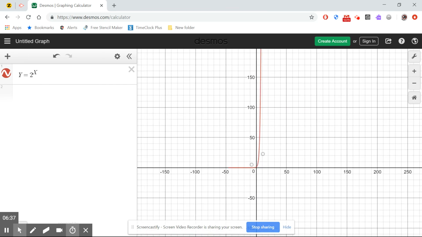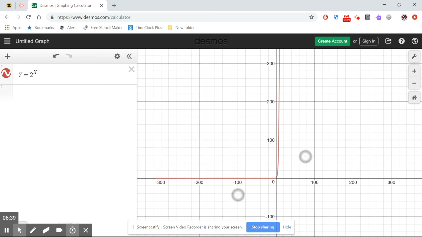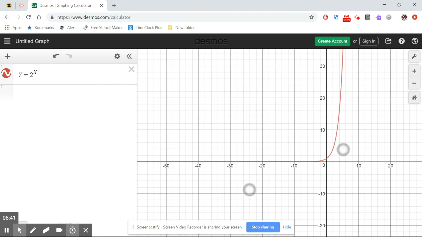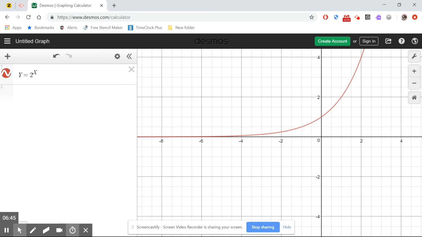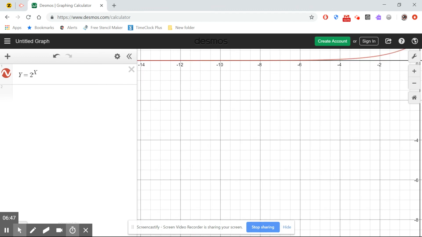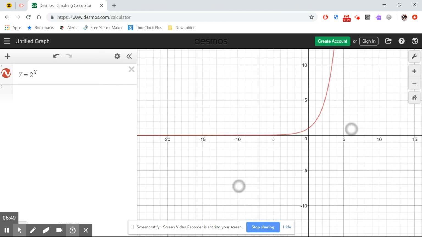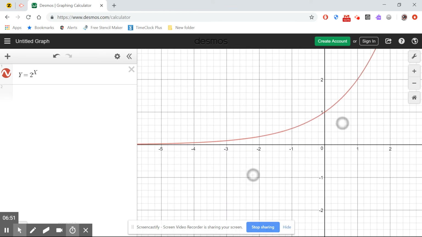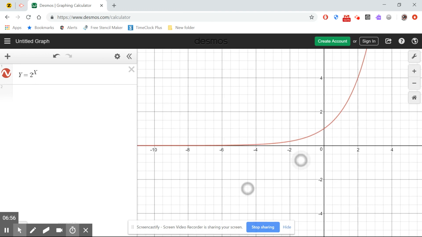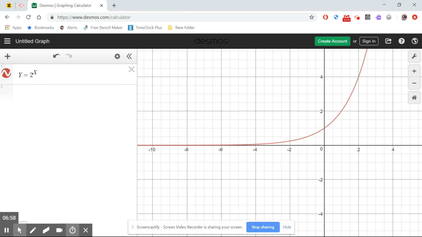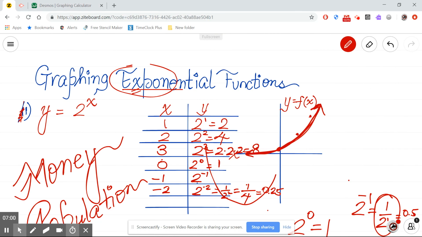And if I zoom it, you can see how the graph looks like for y equals 2 to the power of x. And see where your y-intercept is. Your y-intercept is at 0, 1. When x is 0, y is 1. So hopefully it made some sense. And then again, in this video, we talked about exponential functions and we graphed the very basic exponential function y equals 2 to the power of x.